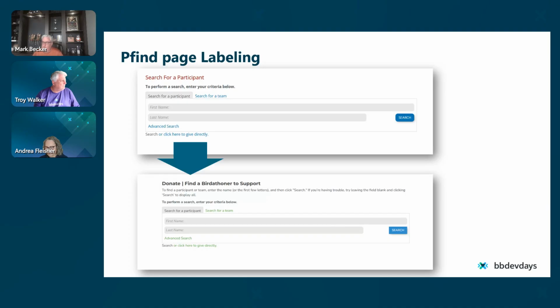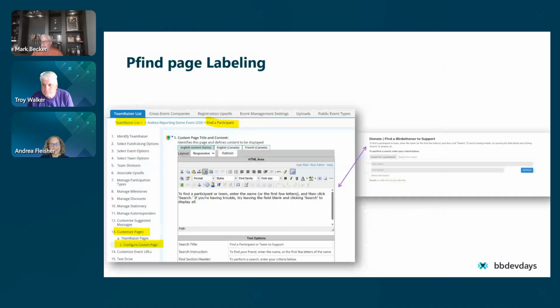You'll see that there's also different colored links. Is that JavaScript, I'm assuming, Andrea, that changed the colors? No, that's a color setting that we put in the style sheet in the wrapper for that particular client to customize the colors. But the actual edit to this specific labeling is in the TeamRaiser configuration under step 13. Right. Customize pages, find a participant page, and then anything else to add there, Andrea?